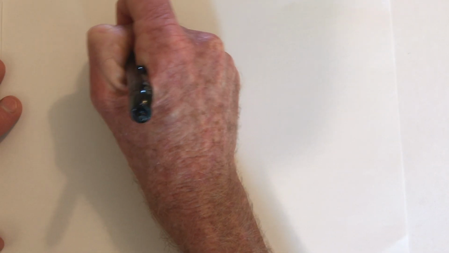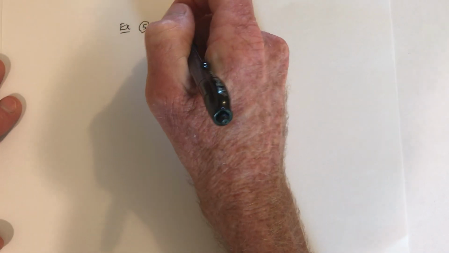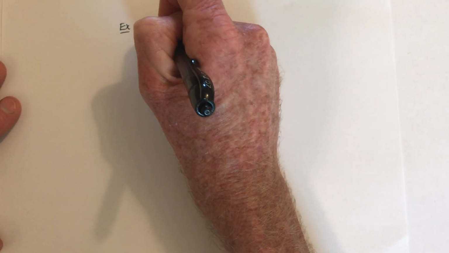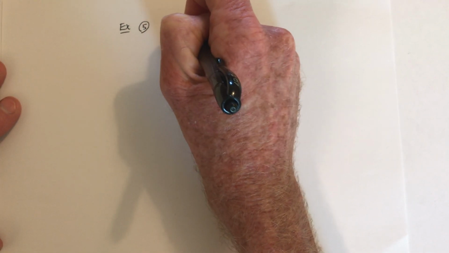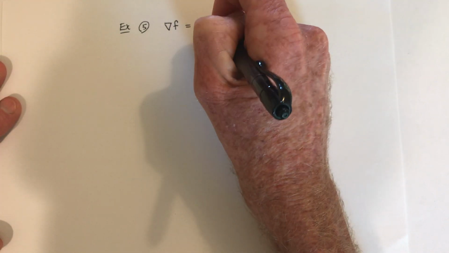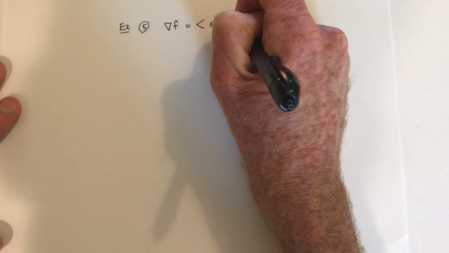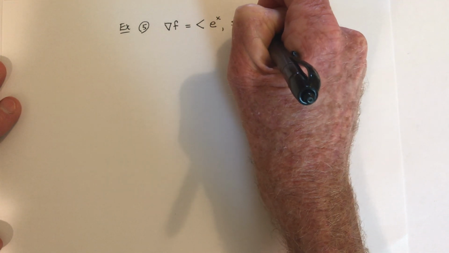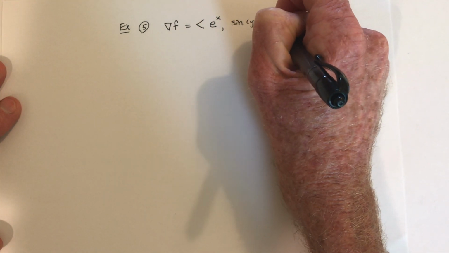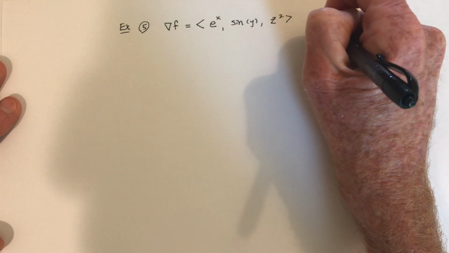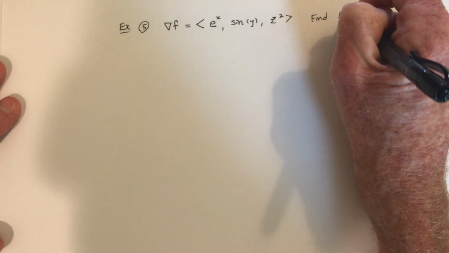But let's try it with a different example. I believe this is number 5. Example number 5. Suppose that the gradient of f is equal to this vector field. It's got e to the x, it's got sine of y, and it's got z squared. Then find the original function f.